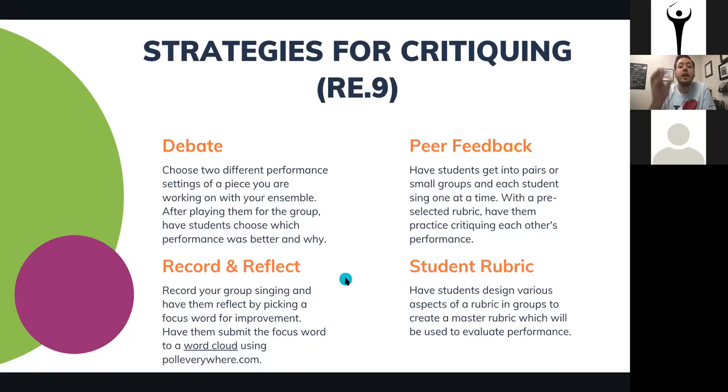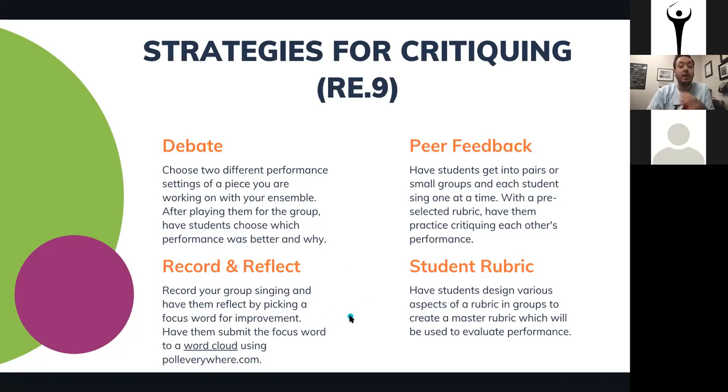For this particular one, record your group singing, play the recording, have them pick a focus word for improvement. Have every kid pick a focus word. Once again, lots of front loading. If you have a bunch of immature kids, it might be tough to do this. However, on polleverywhere.com, you can block profanity and other things. So there's that. But just have them take it very seriously. And again, it's all about building those relationships to be able to do it.